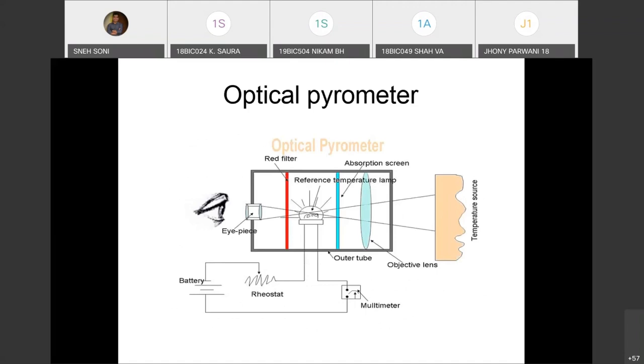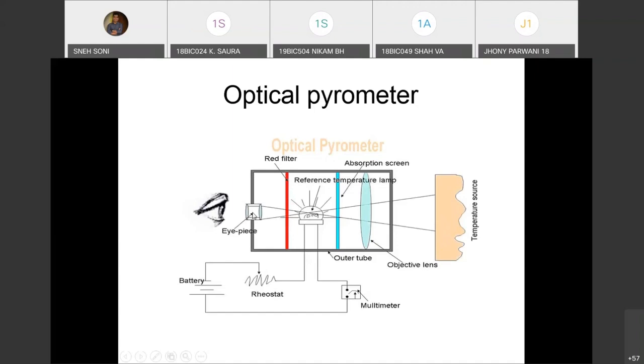Okay. Now here you can see on the right side, this is the hot body whose temperature you need to measure, right? Again there is an objective lens, right? And you have a bulb. यहाँ पे जो है it is a reference temperature lamp. This is a reference temperature lamp. This is the absorption screen and there is a red filter, right? Red filter is that. And there is an eyepiece.